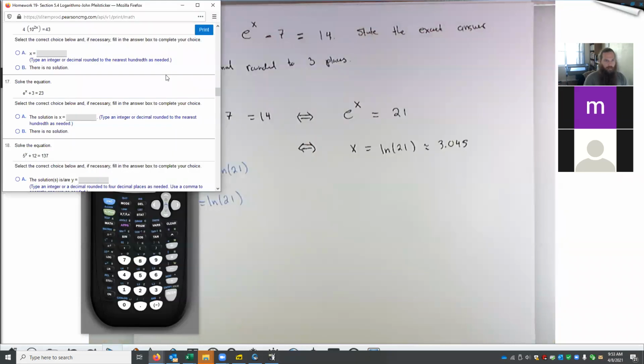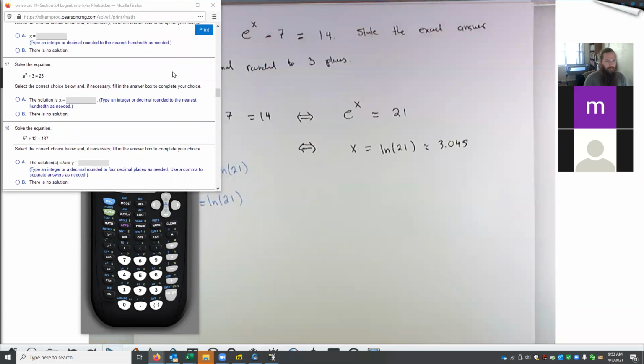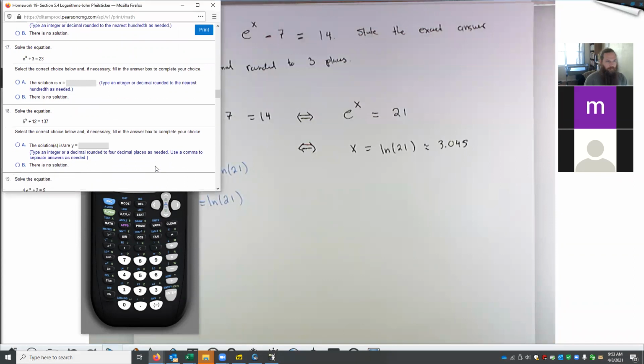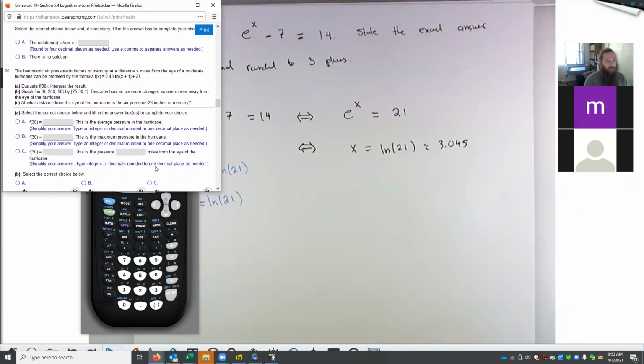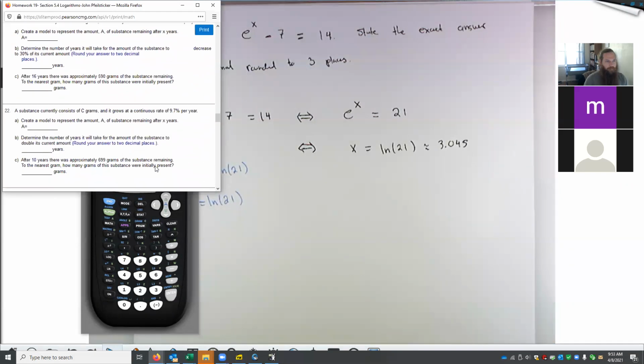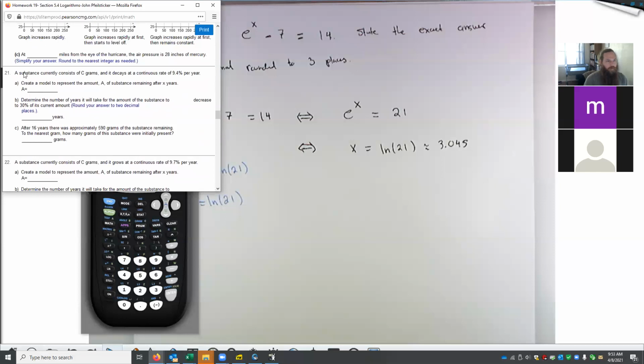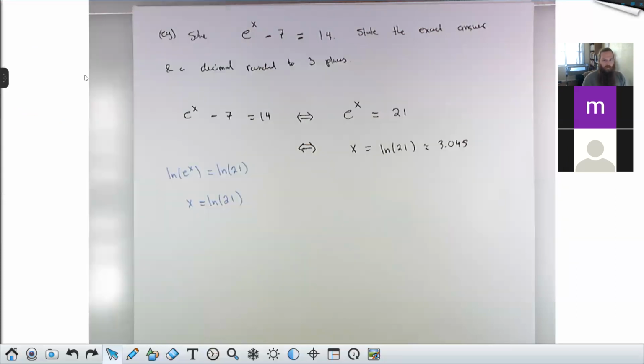Let's take a look at the problem Sophia wanted to see. Or no, homework 19, what was it? Number 21, right? Yeah, so you've got a substance starting with C grams and decaying at a continuous rate of 9.4% per year. So this is one of these things where we're going to have to combine the very last model that we talked about last week, and then presumably do some work with logarithms to work out the remainder. So let me just get this copied down. We've got a substance currently C grams.